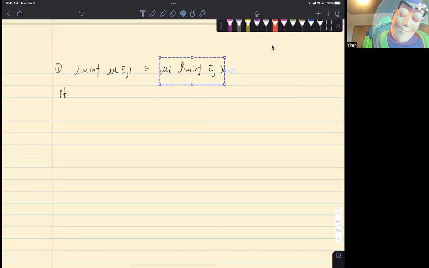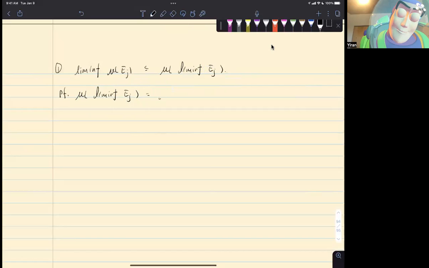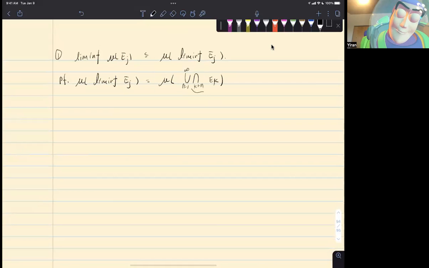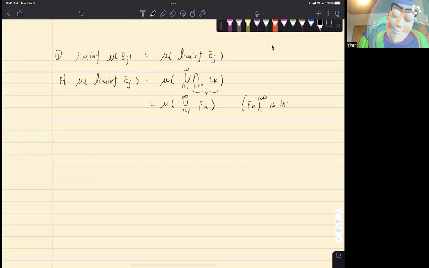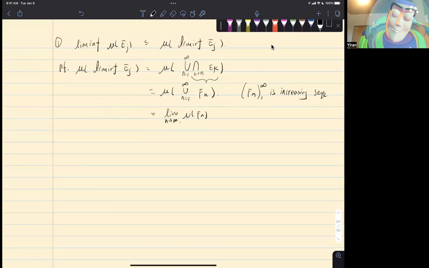Well, you need to know how we can write Liminf in terms of sets. So this is mu of the union over n from 1 to infinity of the intersection over k larger or equal than n of E_k. Let's define this inner intersection as F_n. And because F_n is an increasing sequence, you can pause and think about why. Just write a few examples and you will see why. And then we can use continuity from below. So this is equal to the limit of mu of F_n where n goes to infinity. So continuity from below.